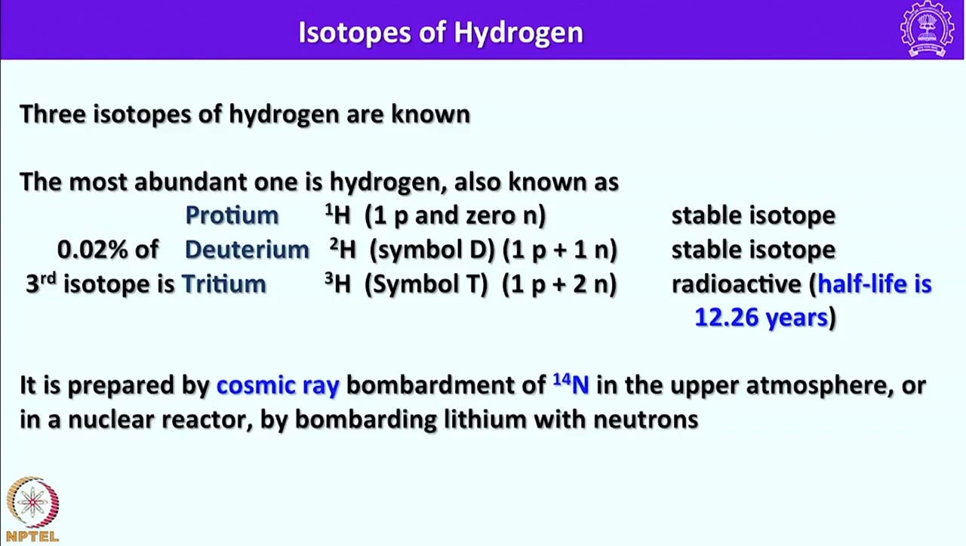Essentially this tritium is prepared by cosmic ray bombardment of nitrogen-14 in the upper atmosphere, or in a nuclear reactor by bombarding lithium with neutrons. You can see the equation I have given here. For example, it takes lithium-6 and bombards it with a neutron, and you get hydrogen-3, that is tritium, plus helium. So, all the 3 isotopes are chemically identical, but they react at different rates, and this difference in reaction rate is used in the production of deuterium.